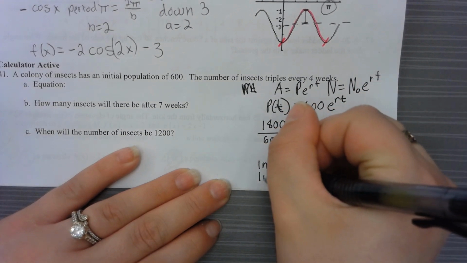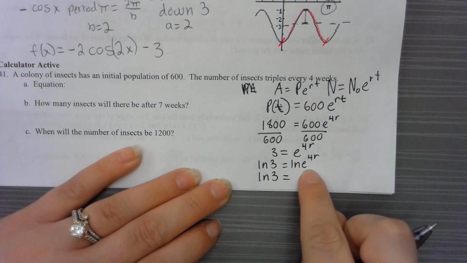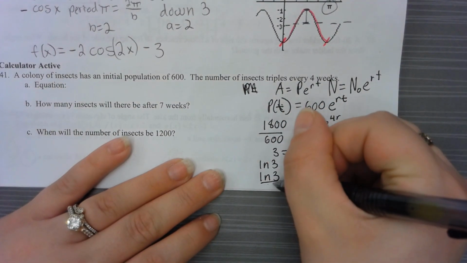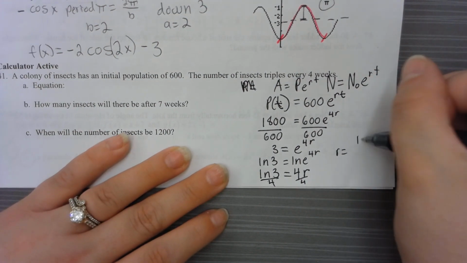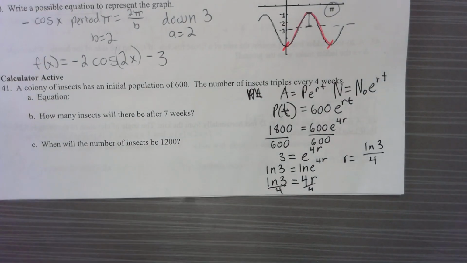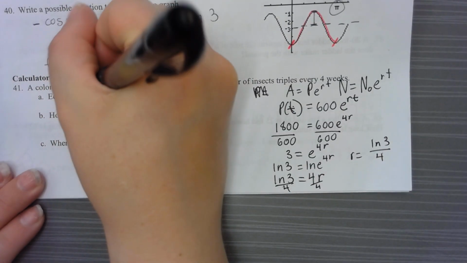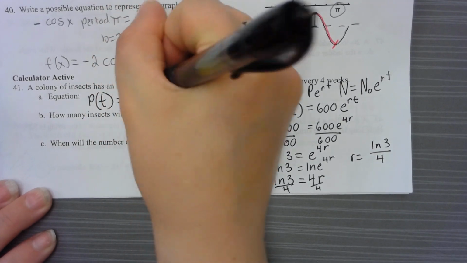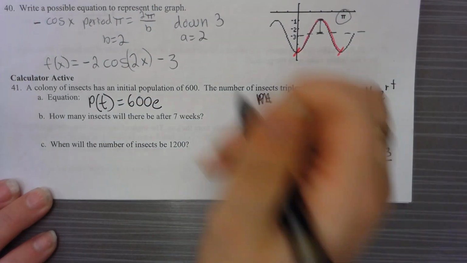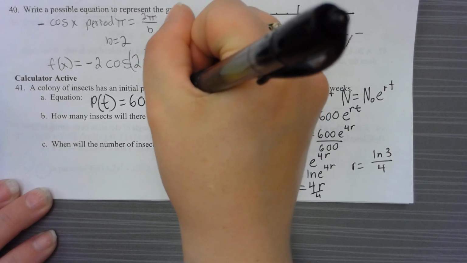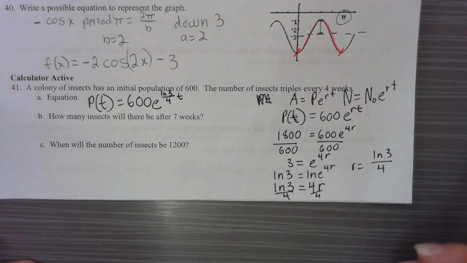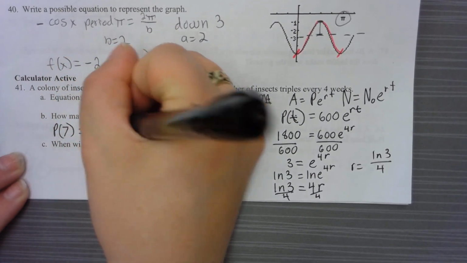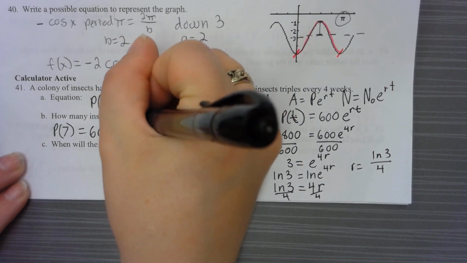So on the left side, that'll stay as ln 3, and on the right side, the natural log and the e will cancel, leaving us with just 4r. So then we would divide both sides by 4, so we would get that our rate is equal to the natural log of 3 over 4. So then we can go back and we can write our equation. So population in relation to time is going to equal, again, that initial value times e, and now we know our rate, the natural log of 3 over 4 times time. Okay, so how many insects will there be in 7 weeks? So we're looking for P of 7. So we would just plug in 7 for time.